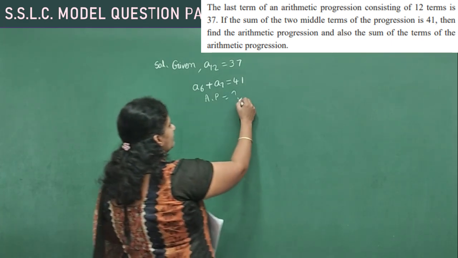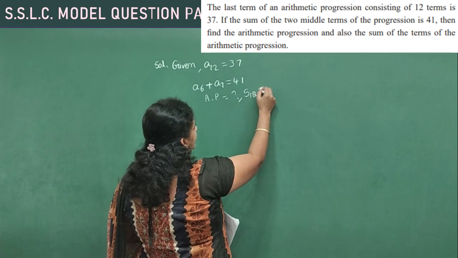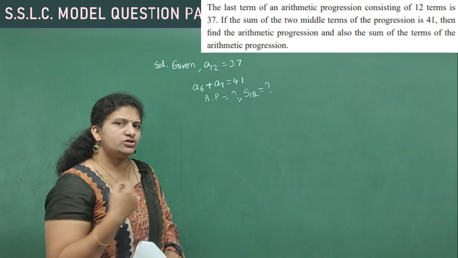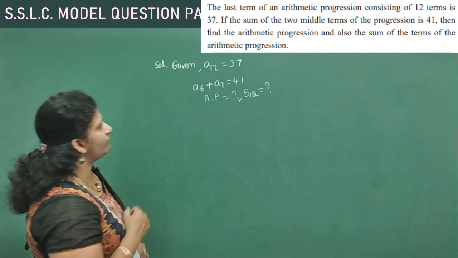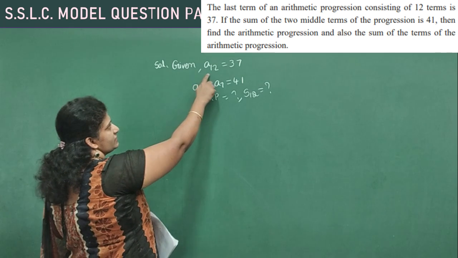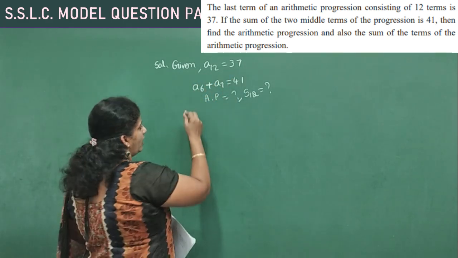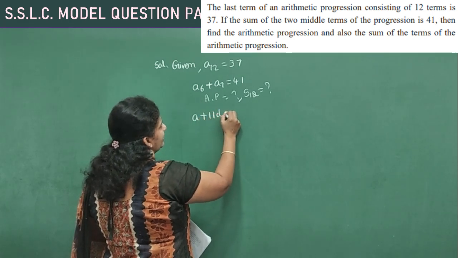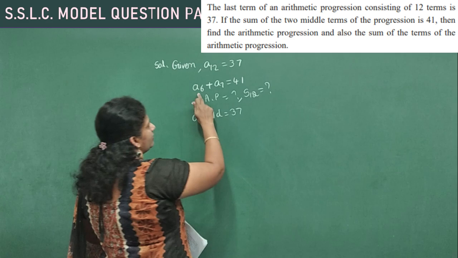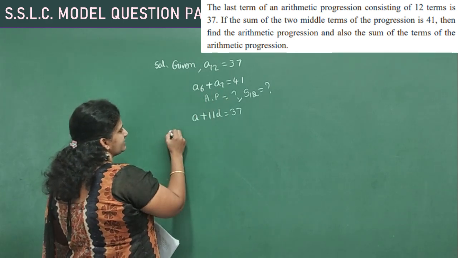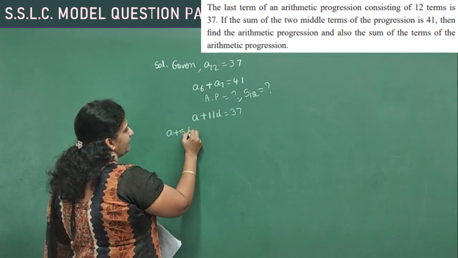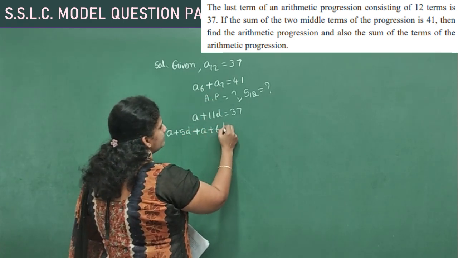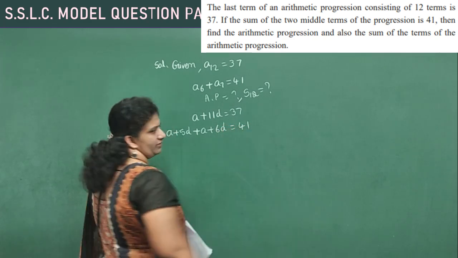So that means another question here is, yes, 12. Sum of the terms means we have 12 terms. So sum of 12 terms. How can we proceed this? Consider this one A12. In general form, how can we write? A12 can be written as A plus 11D is equal to 37. And now this one A6 can be written as A plus 5D. A7 can be written as A plus 6D, and the sum is equal to 41.